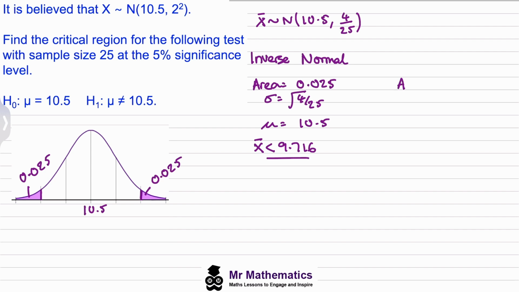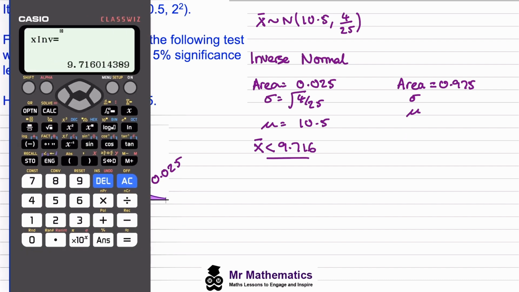So now we can use the same idea to work out the sample mean at this point. We'll say the area now. Because the area always starts from 0, we have to look at this area. So this will be 0.975. And sigma and mu remain the same. So if we enter this into our calculators, we've got the area of 0.975, and we get a critical region where the sample mean must be greater than 11.284.